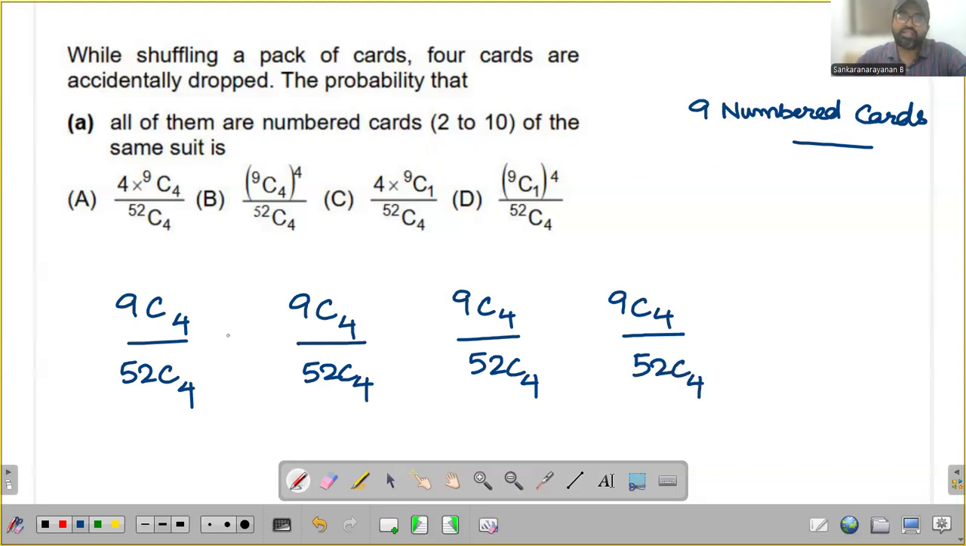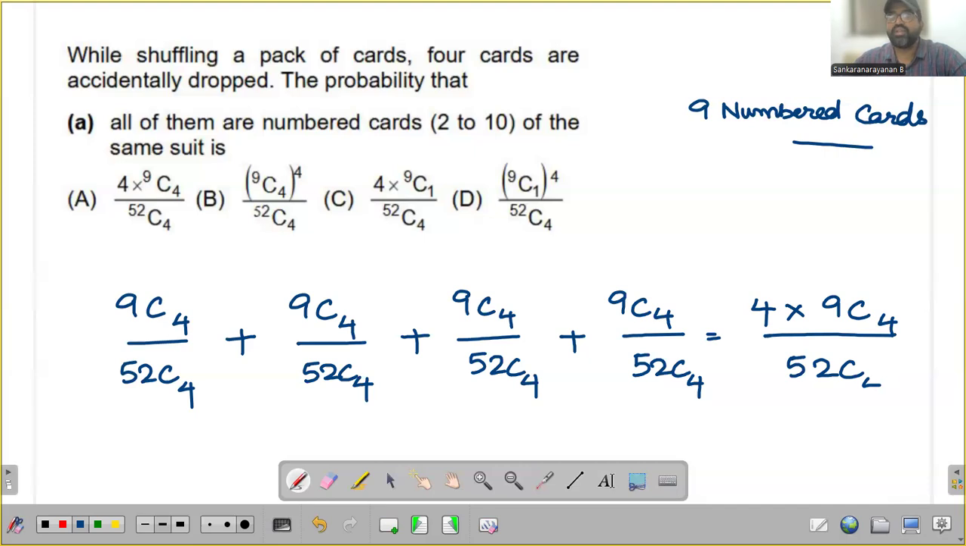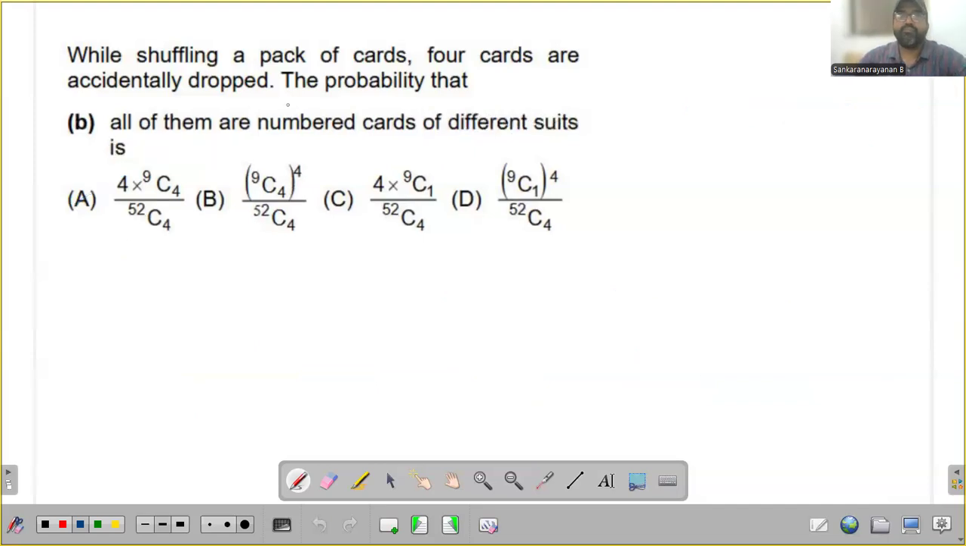So all of them hearts, or all of them diamond, or all of them club, or all of them spade. That is what is happening here, which we can simplify further as 4 times 9C4 upon 52C4. Looking at the options, option A satisfies the condition, and that will be our answer here. So all of them belong to the same suit. This is the answer. Now there is a continuation for this question.